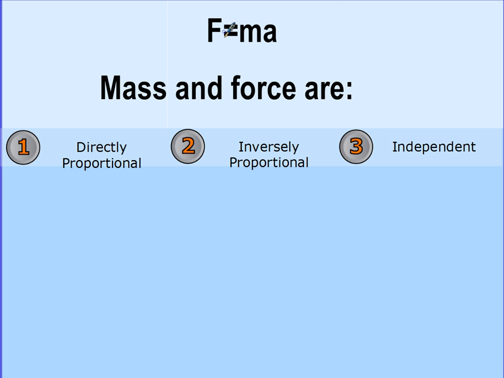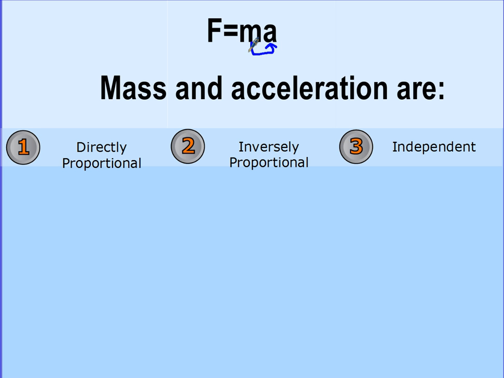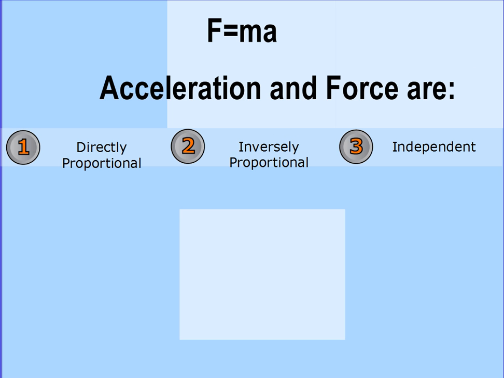Now let's look at the formula F equals ma. Mass and force are directly across the equal sign, so they're directly proportional. Mass and acceleration are on the same side of the equal sign, so if mass goes up, acceleration has to go down for the force to stay the same. So these are inversely proportional. Acceleration and force are directly across the equal sign, so they are directly proportional.